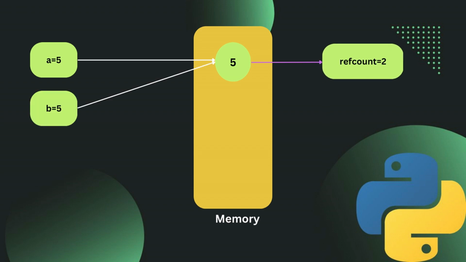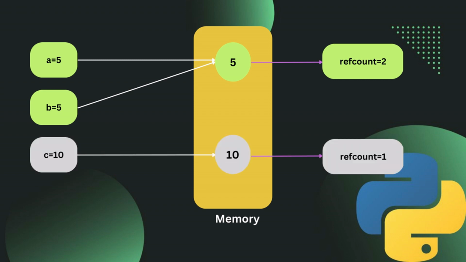Now, I have created another variable B pointing to the same value, which is 5. Even if this is a new variable, no new object will be created in memory. Instead, B will simply point to the existing object whose value is 5. And in this case, because A and B are pointing to object 5, the reference count for object 5 will become 2.